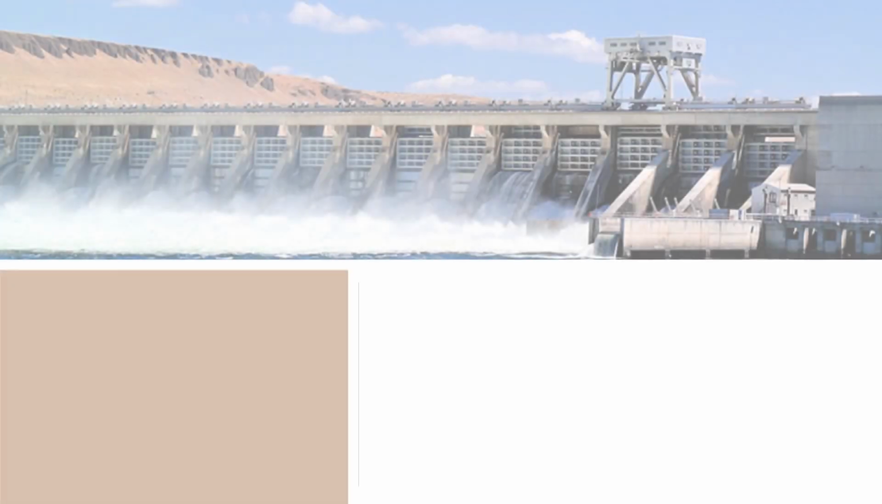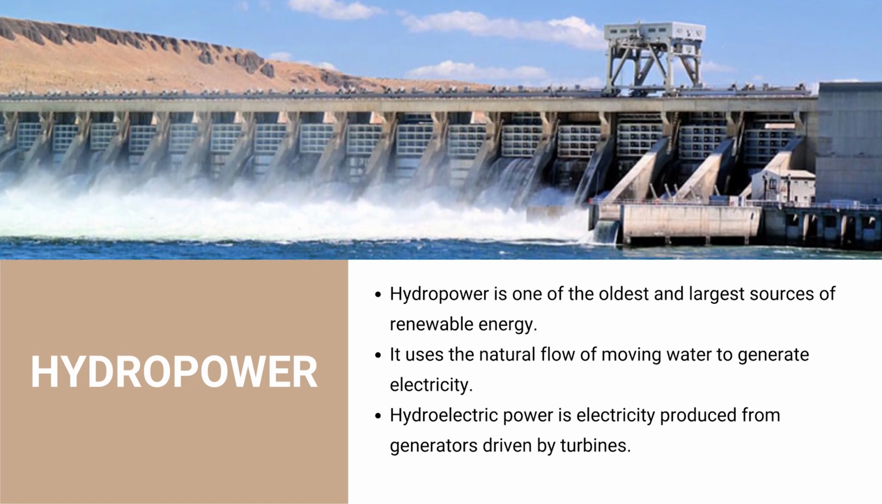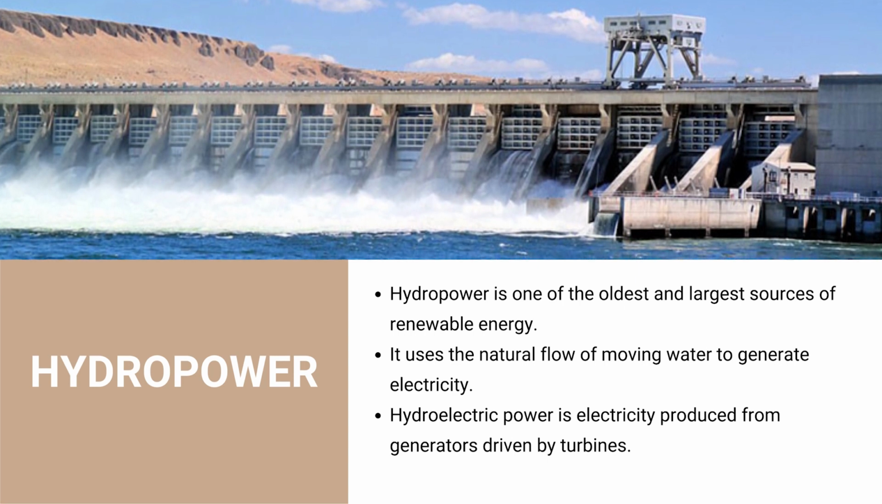So, after this briefing, I would like to go on to what is hydropower. Hydropower or hydroelectric power is one of the oldest and largest sources of renewable energy, which uses the natural flow of moving water to generate electricity. It means one form of energy is getting converted into another form of energy. Basically, the kinetic and potential energy of water is being converted into electricity. Hydroelectric power is electricity produced from generators driven by turbines that convert the potential energy of falling water into mechanical energy. So, as I said, one energy is getting converted into another energy.